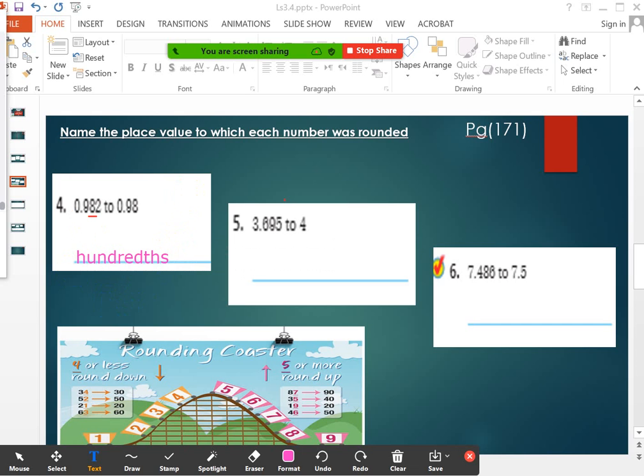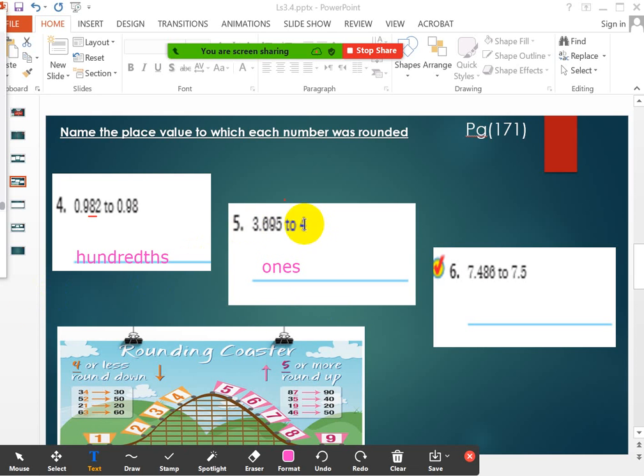Okay, let's move to number 5. Here I have, let's see, Noor. Yes, Noor, this is you, right? Yes, I know you. Okay, Noor, look at this number. The number 3.695 becomes 4. So to which digit do I round here? Ones. Excellent, excellent. So I round to the nearest ones. Thank you so much, Noor.